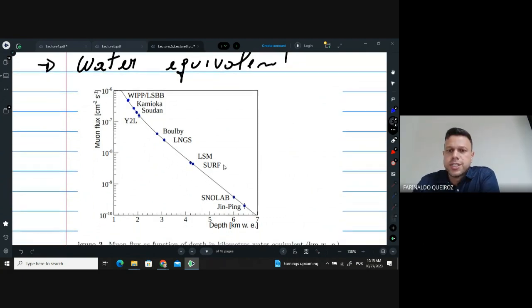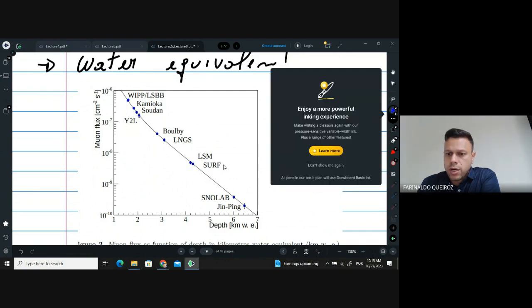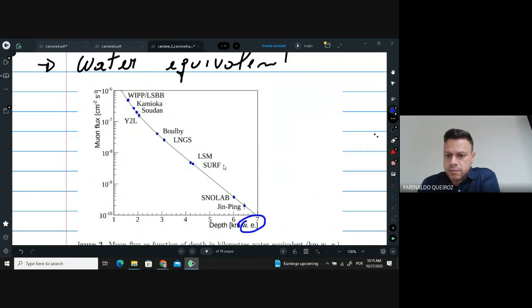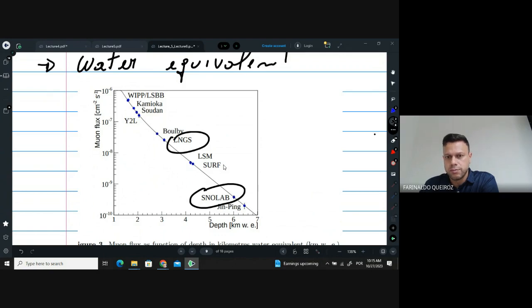Okay, so you can see here is the muon flux measured at different kilometer water equivalent distances. As you see, the deepest underground detectors are located at SNOLAB in Canada, and this is the Gran Sasso laboratory. Where is it? Yes.